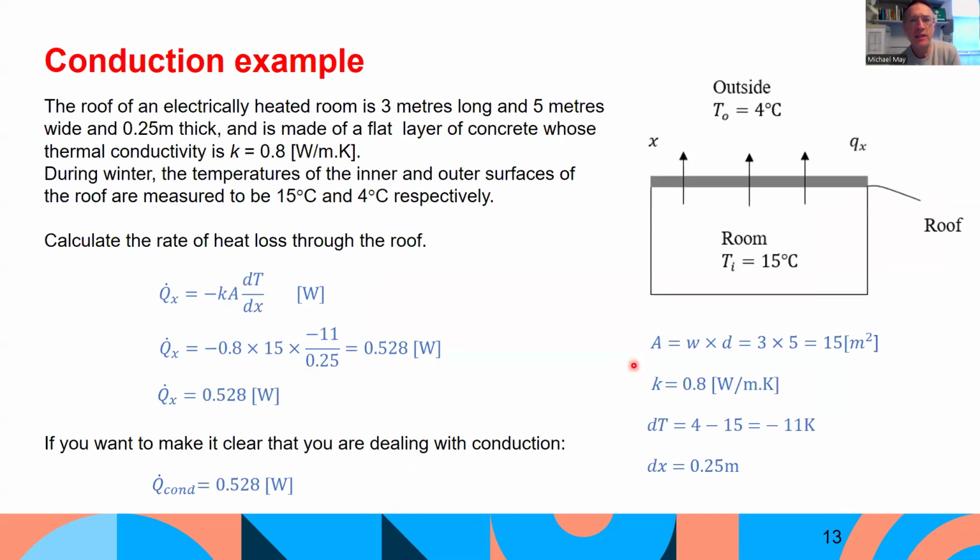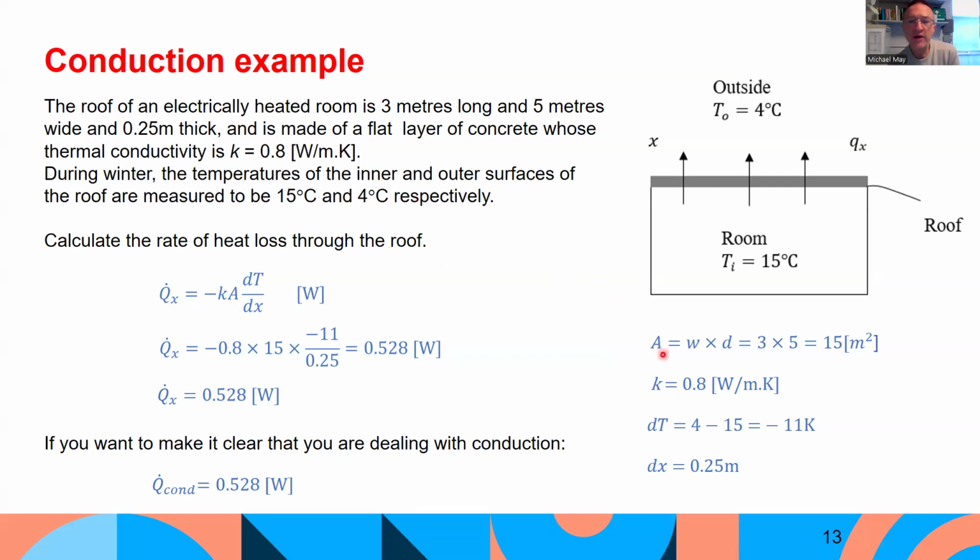So a simple example, the roof of an electrically heated room is 3 meters long and 5 meters wide and 0.25 meters thick. It's made of a flat layer of concrete whose thermal conductivity is 0.8 watts per meter Kelvin. During winter, temperature of the inner and outer surfaces of the roof are measured to be 15 degrees and 4 degrees respectively. Calculate the rate of heat loss through the roof.